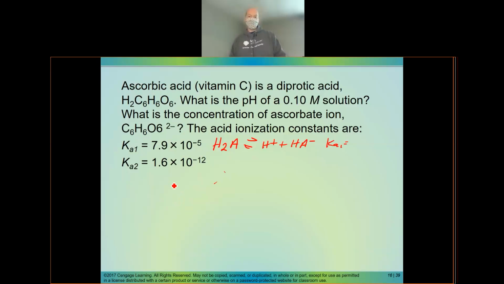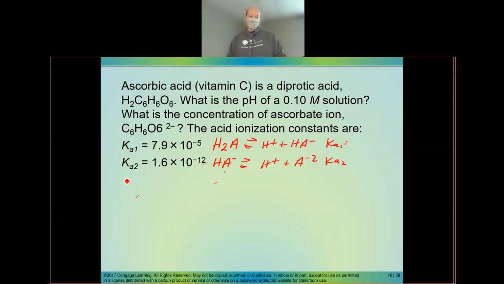For Ka2, I'm going to remove the second hydrogen. So HA minus is then H plus and A minus 2, and that's Ka2. And Ka1 is always larger than Ka2. 10 to the minus 5 is much larger than 10 to the minus 12. All right, so now I can do my calculations. When you do your calculations, you always do Ka1 first, then you do Ka2.